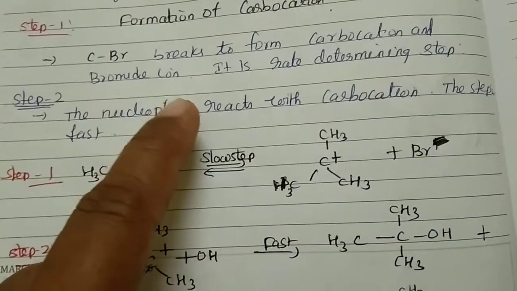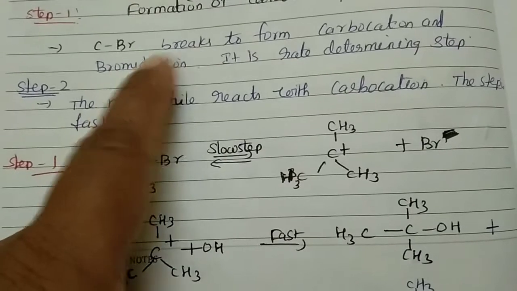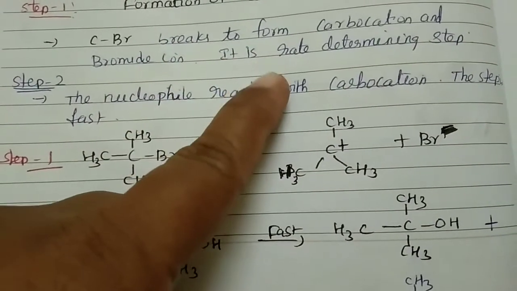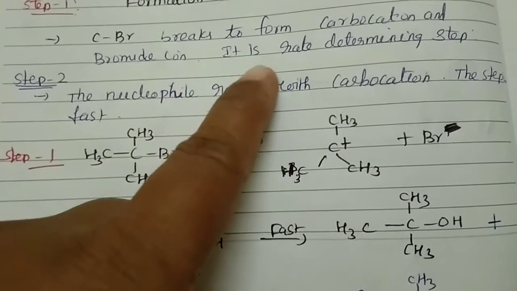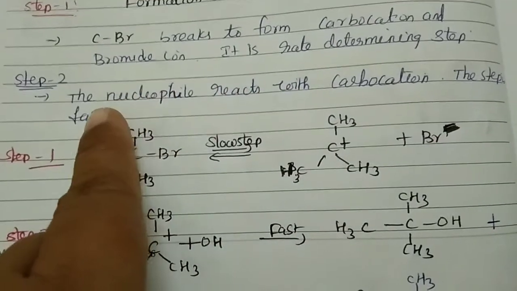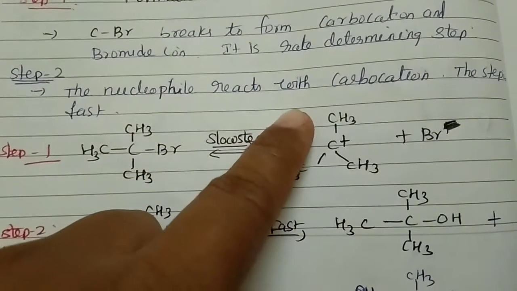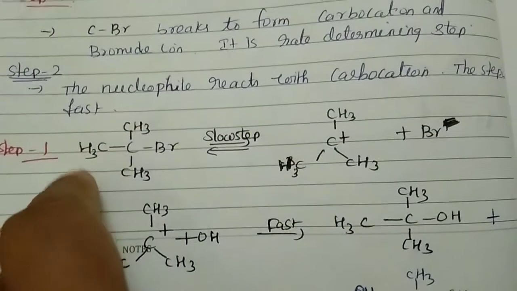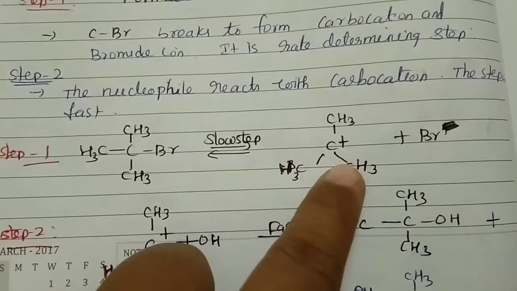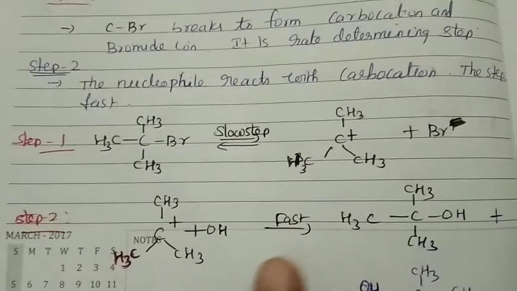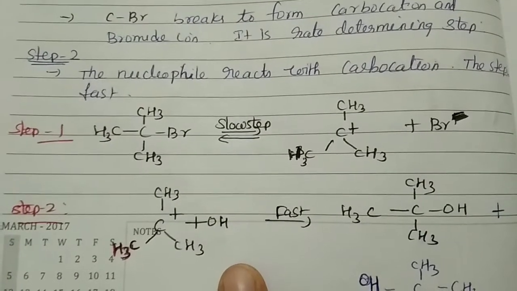Step 1 is the formation of carbocation. The carbon-bromine bond breaks to form a carbocation and bromide ion. It is the rate determining step. Step 2, the nucleophile reacts with the carbocation. The step is fast. Step 1 is the slow step, formation of carbocation and bromide ion. Step 2 is a fast one.